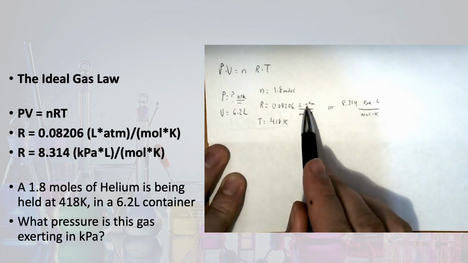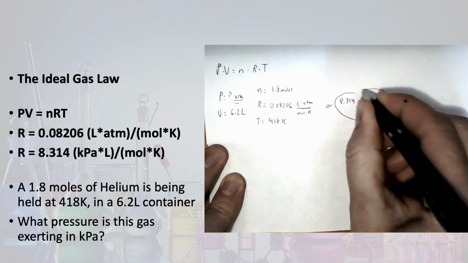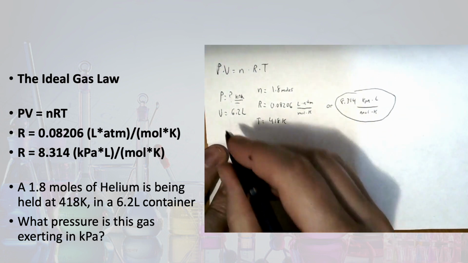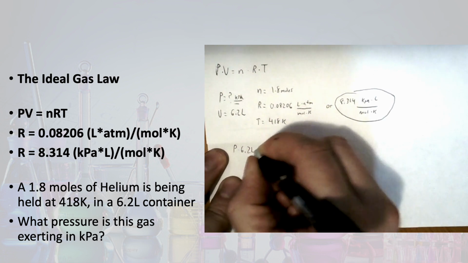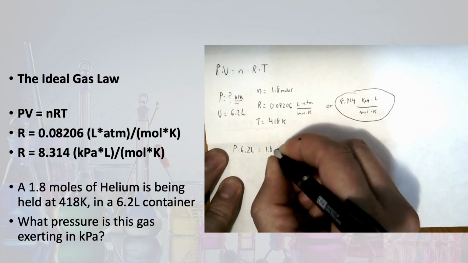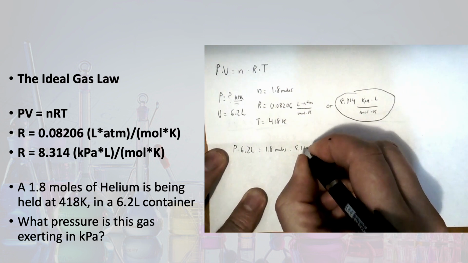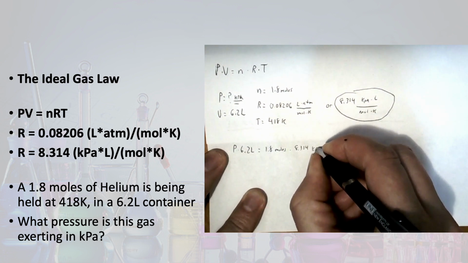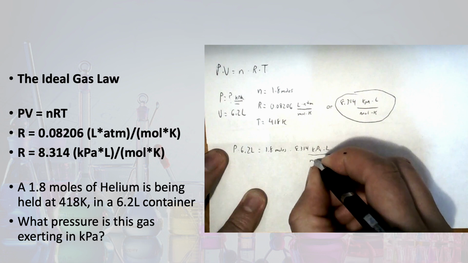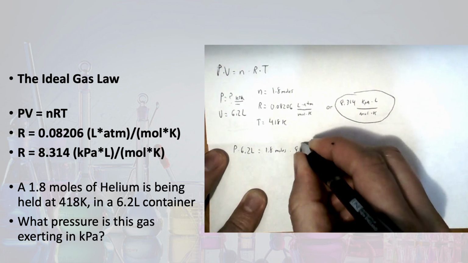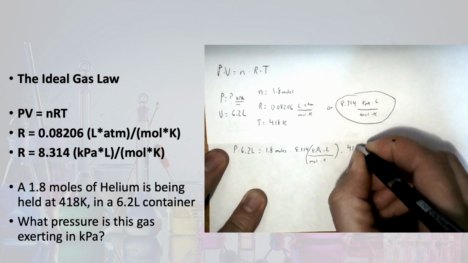So for this question, we're being asked to solve for pressure in kilopascals. So of the two R values, we're going to pick the R value that has kilopascals in its units, so 8.314. Next, let's plug in these values, right? So we're going to have pressure, which is our unknown, times volume, 6.2 liters, equals 1.8 moles, times our R value, 8.314 kilopascals times liter over moles times Kelvin, right? We're going to put that in parentheses. And then our last variable times temperature, which again is 418 Kelvin.